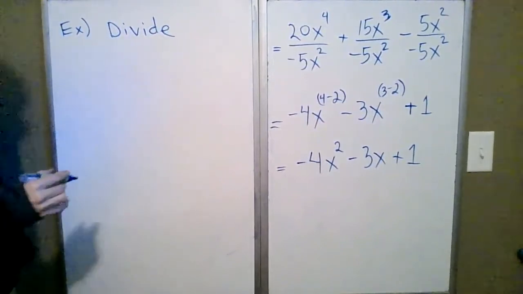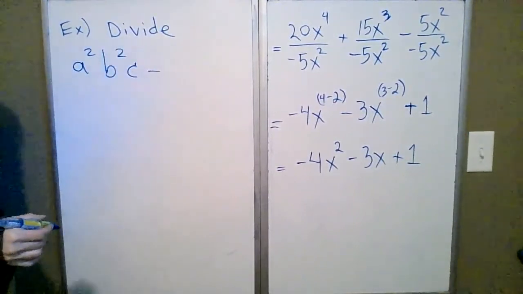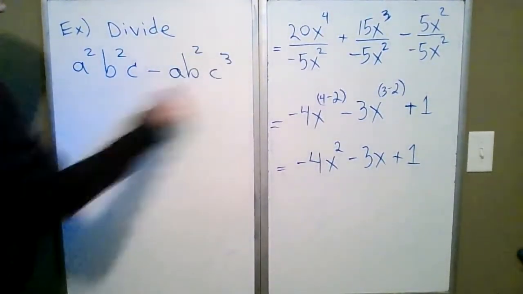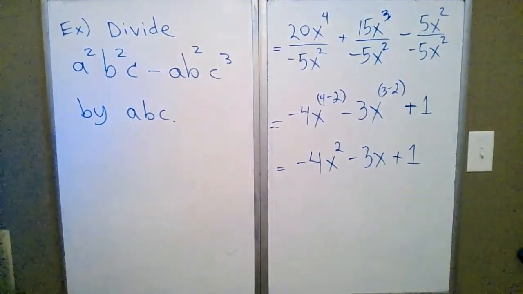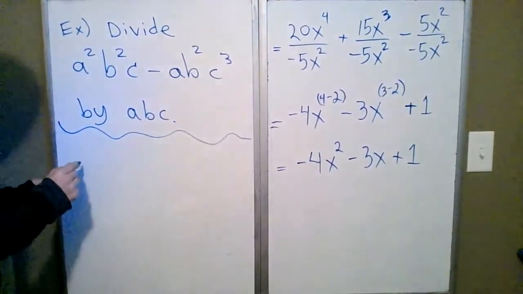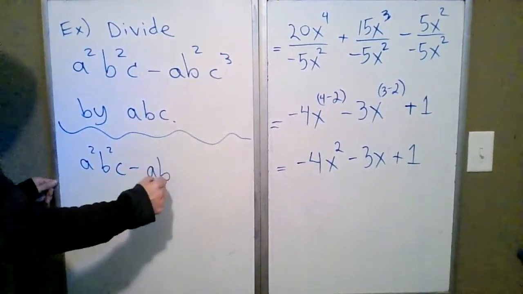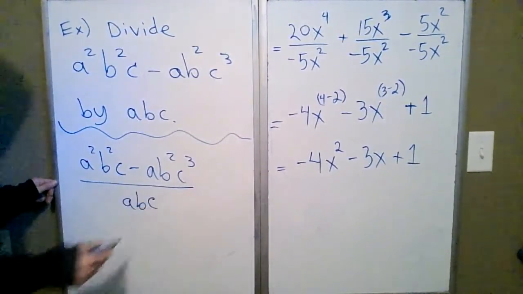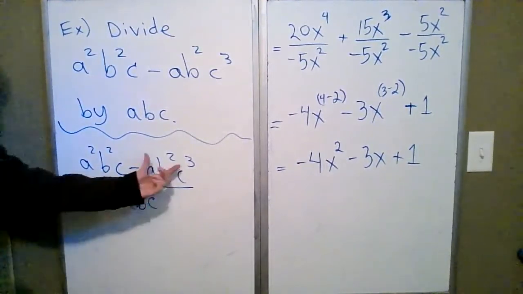Divide a squared b squared c minus ab squared c cubed by abc. First, we're just going to write down what we need to do. Take a squared b squared c minus ab squared c cubed, and it's divided by abc. We're going to break this into 2 parts: this value over abc, that value over abc.